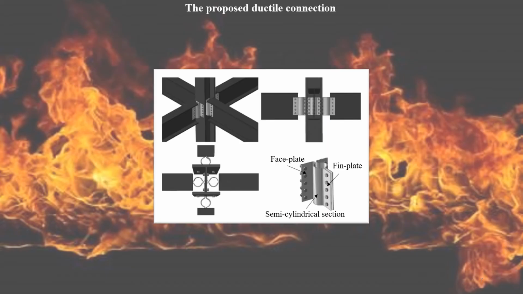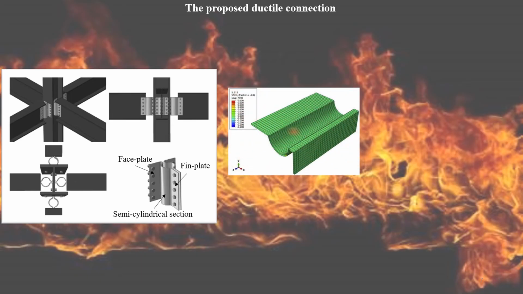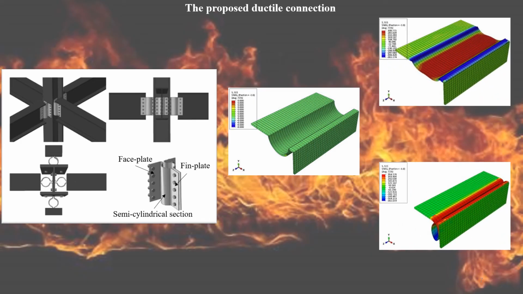In order to improve the ductility of connections to enhance the robustness of structures in fire, a novel ductile connection, shown in the figure, has been proposed. This ductile connection consists of two identical parts, and each part can be manufactured by deforming a steel plate. Each part takes the form of a fin plate, a face plate, and a semi-cylindrical section. The function of the cylindrical section is to provide additional axial push-pull ductility by allowing the fin plate to move away from and towards a face plate.